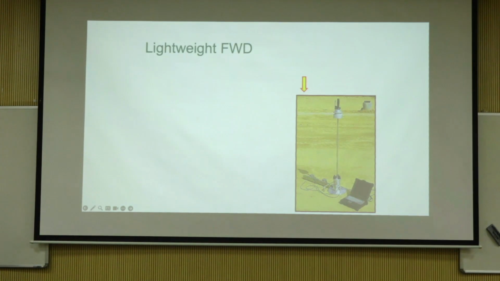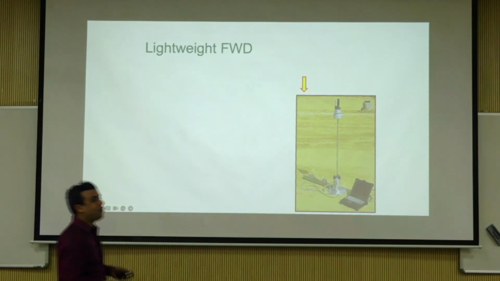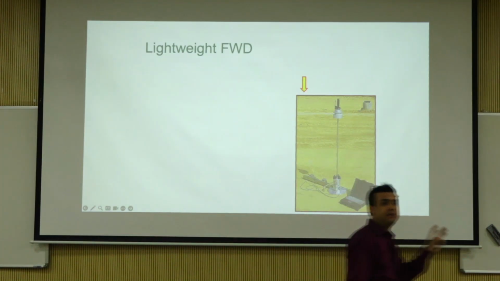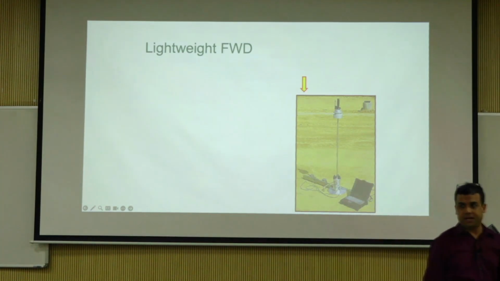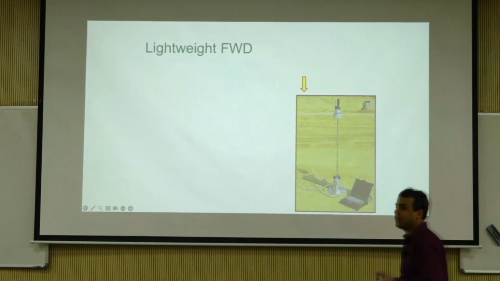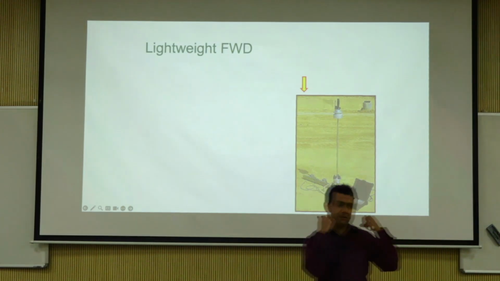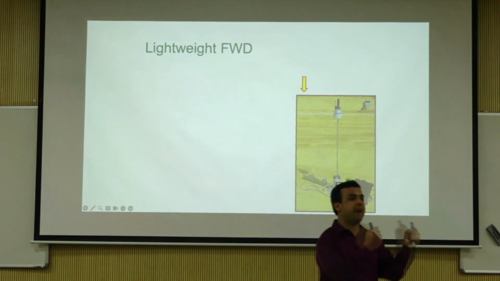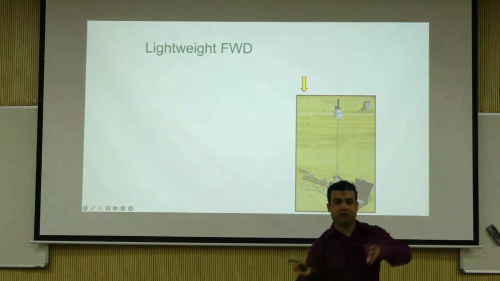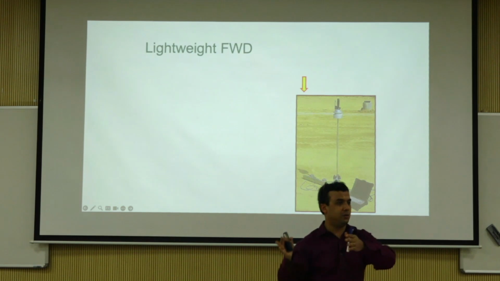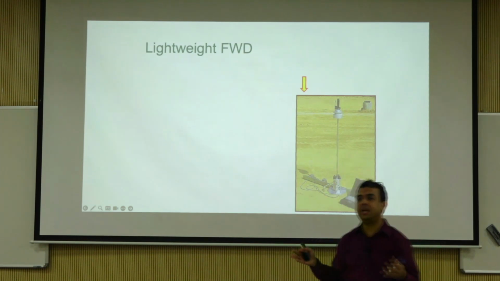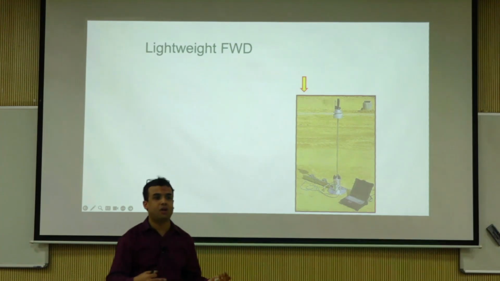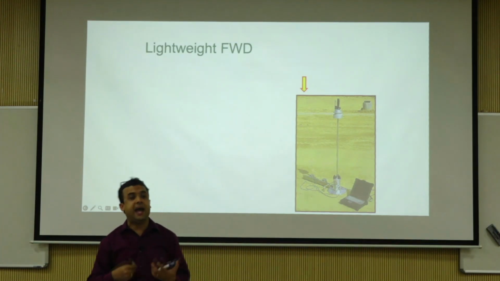Okay. All right. So this is called light FWD or lightweight deflectometer. So what is a lightweight deflectometer? FWD is a vehicle basically. I mean it's a trailer pulled by a pickup or a van or a jeep or whatever you want to call it. Now if you have a subgrade construction happening, you're not going to get a vehicle on top of that. It's not possible, and it's not very portable.